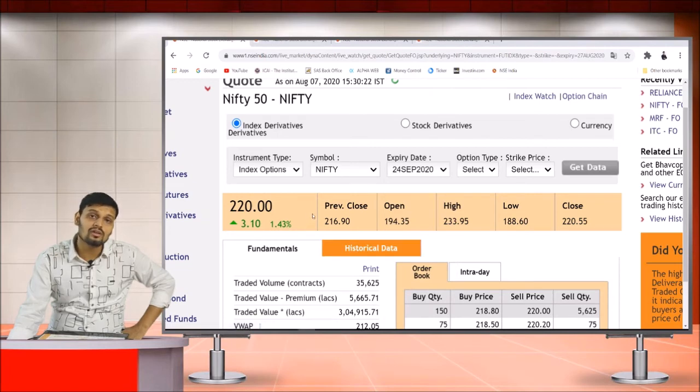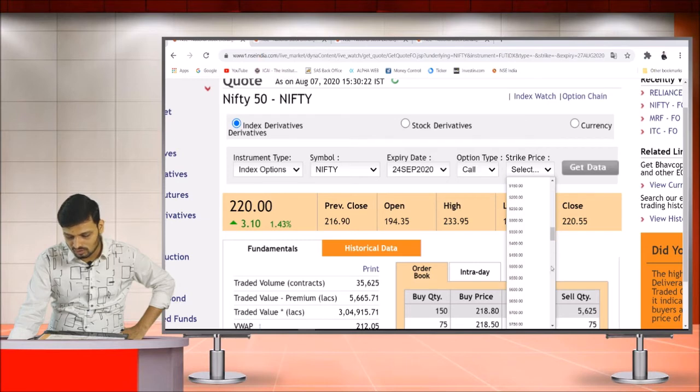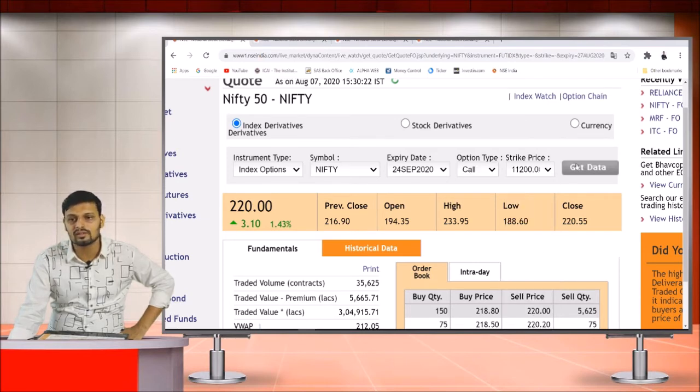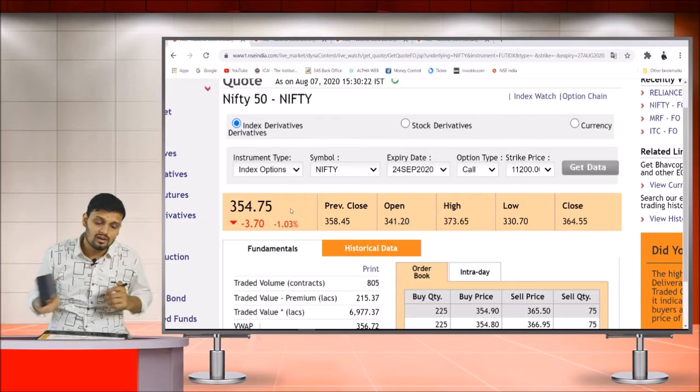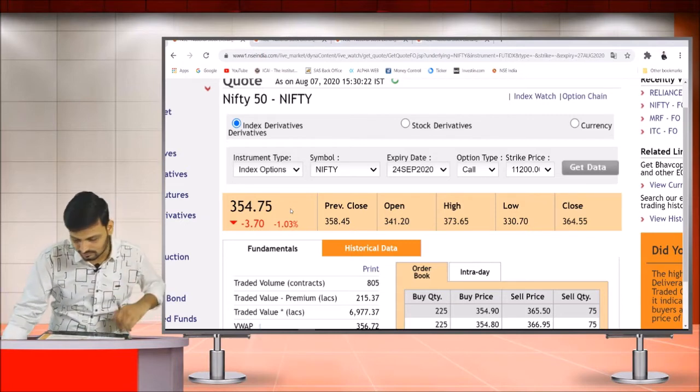As of now, let us go for the 2 months Nifty call option. For 1 month Nifty call option, I need to pay 220. For 2 month Nifty call option, for the same 11,200 strike price, you can see here it is 354. So how much is the time value of money added? 134.75. That is because of time value of money.